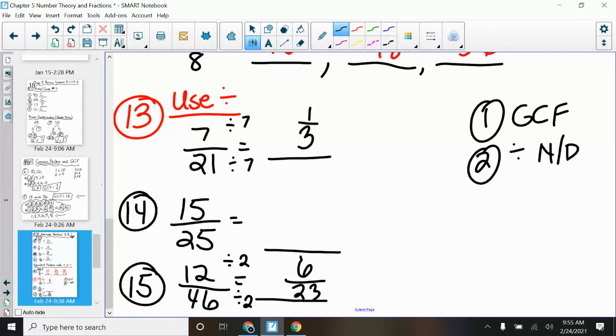What about 15 and 25? Shane, what's the greatest common factor between 15 and 25? 5. So if I divide each by 5, Shane, what's my new fraction going to be? 3 over 5. That's all you're going to have on your quiz.